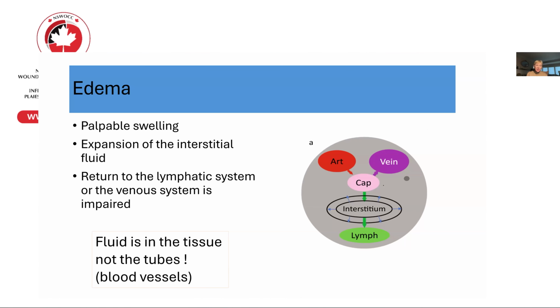Okay, so we need to understand what edema is, and this is a palpable swelling caused by expansion of the interstitial fluid. So if you look at that diagram on the right, you see the artery, the vein, and the capillaries, and the lymphatic system. These are the tubes, and in between that is the interstitium. And what's happening with edema is we're getting fluid collecting in that interstitium. So what I like to explain to patients is we've got fluid in the tissues, not in the tubes, which are the blood vessels, and this is the problem. Next slide.